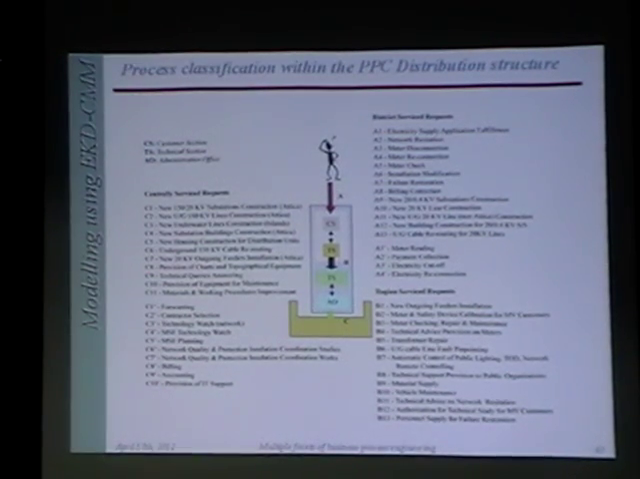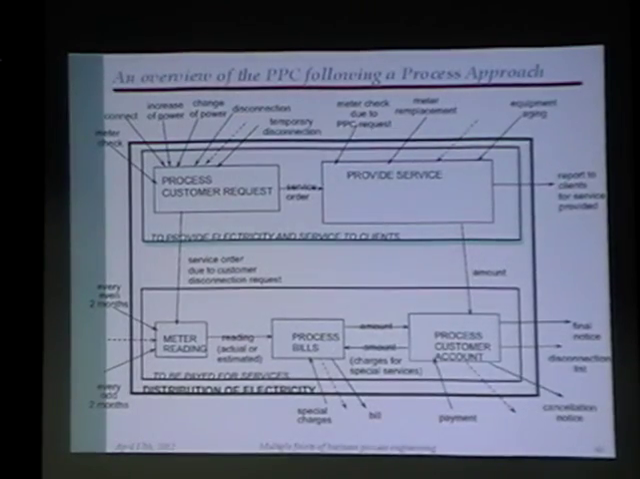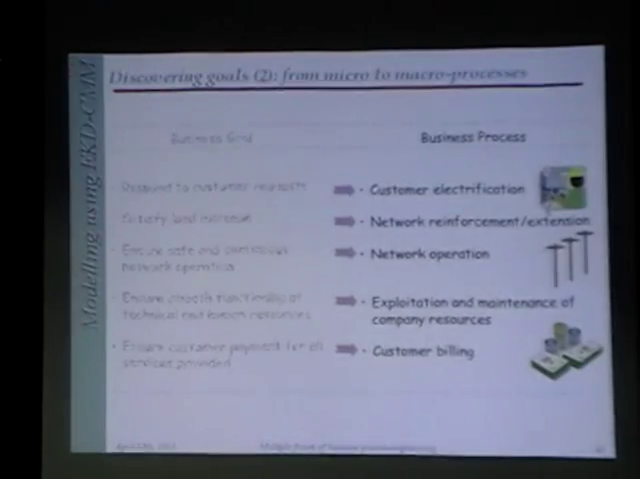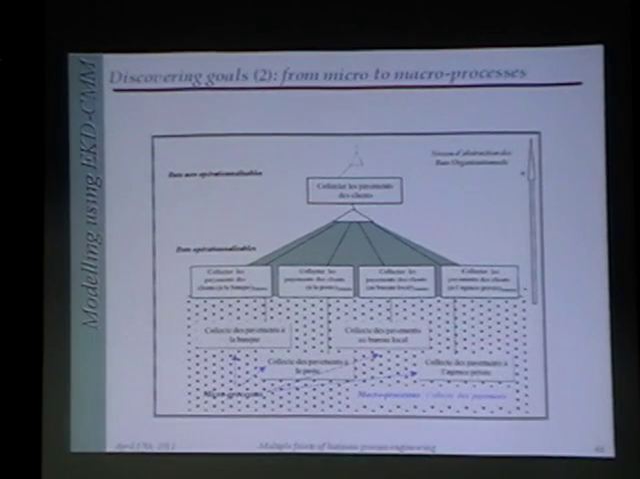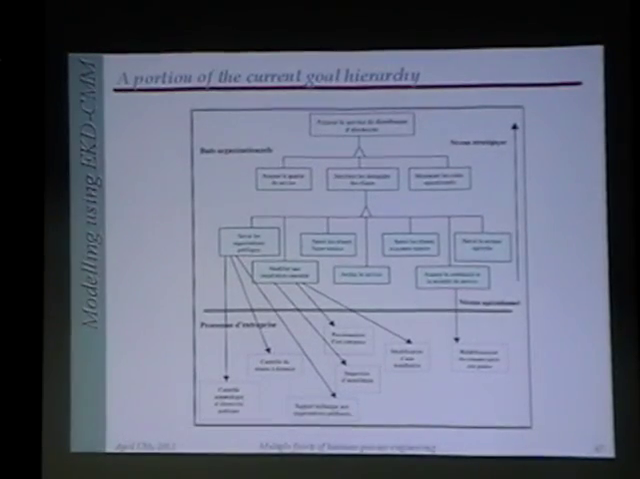So we represented a lot of business processes, representing the as-is situation, and then realized that we cannot think at this level and created the goal hierarchy.